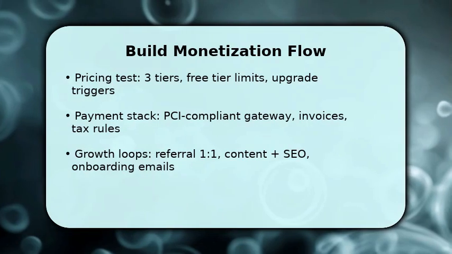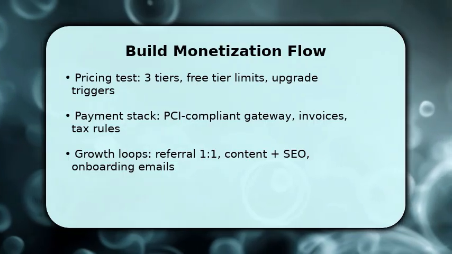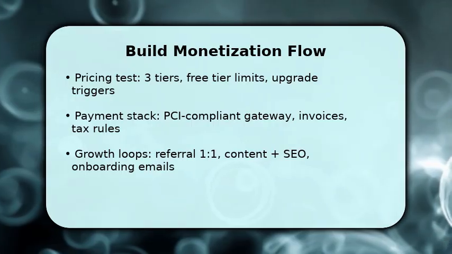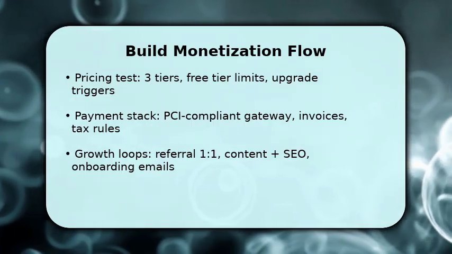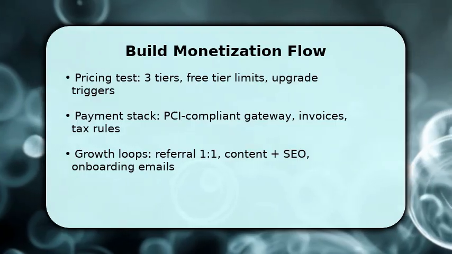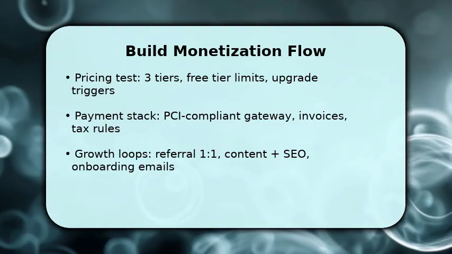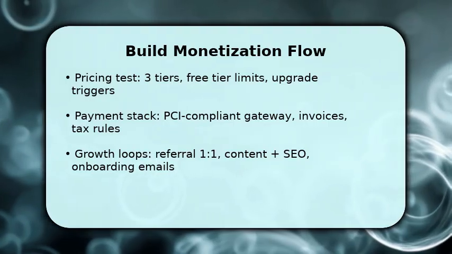You now build the core monetization flow: pricing, checkout, and retention. Implement 3 testable price tiers with a free or trial tier that nudges upgrades through value gaps. Integrate a reliable payment gateway and automate receipts and tax handling. This reduces friction and disputes.